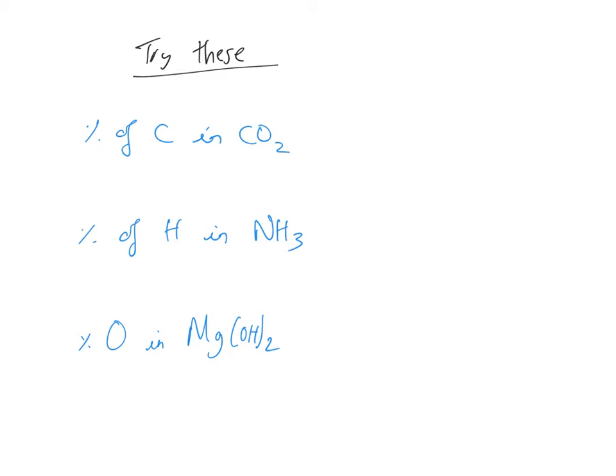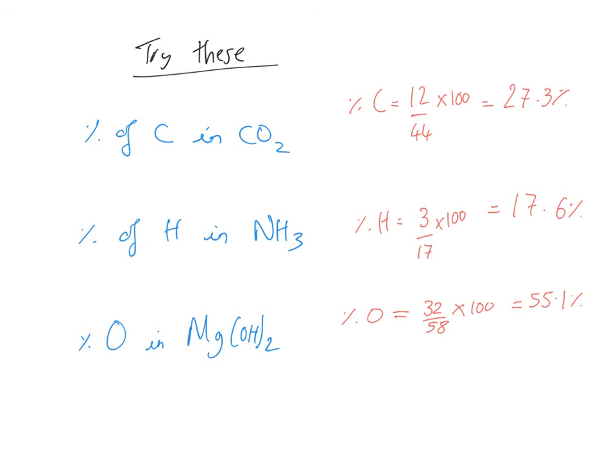Hopefully now you've had a go at calculating these 3 different percentages, and so I'll give you the answers now. So for the first one, the percentage of carbon in carbon dioxide was 27.3%. It was actually 27.27%, but I've rounded it to 3 significant figures because 3 significant figures is the standard number, but watch out, the exam question will probably tell you how many significant figures you need to use.